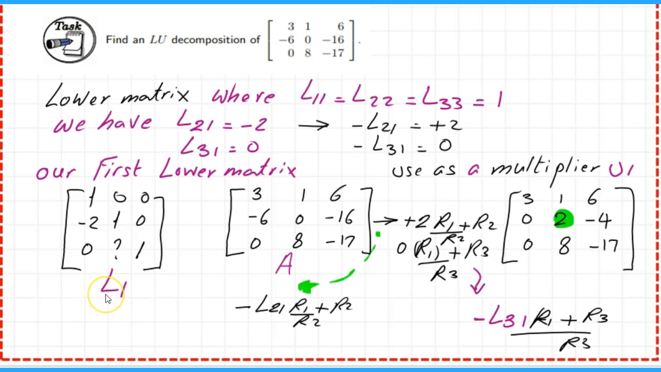Now we'll examine this L1. It is not completely a lower matrix. We have the diagonals equal to 1 based on Doolittle's method, and this value is -2, and we lack the value of L32, which we can get later from converting the A matrix into the U sub 1 matrix. So we have L sub 21 equal to -2, L sub 31 equal to 0.